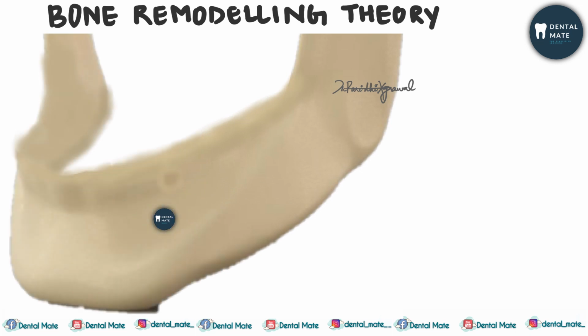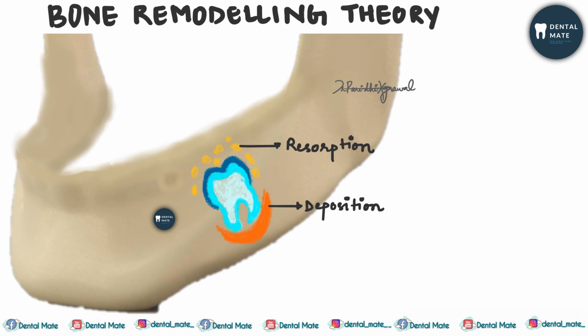Now according to this theory, resorption of bone in front of the erupting tooth and the deposition of bone behind the erupting tooth results in tooth movement or tooth eruption. So in the apical region of the teeth, there is deposition of bone, and adjacent to the crown region of the teeth, there is resorption of bone. This leads to eruption of teeth. So there are certain supporting evidences for this theory.